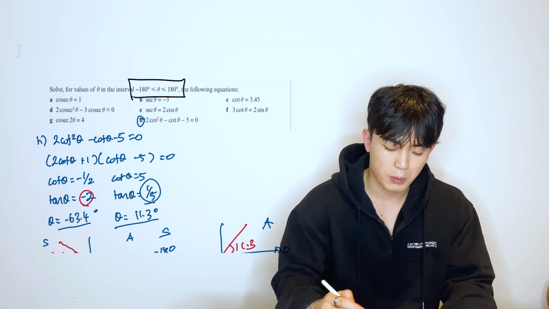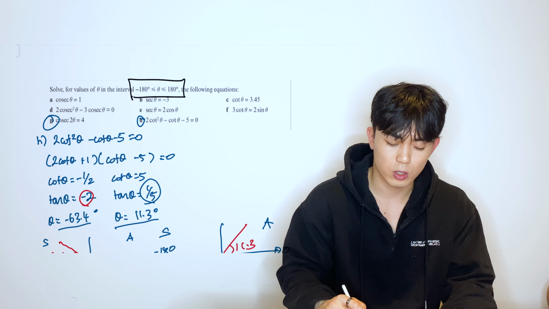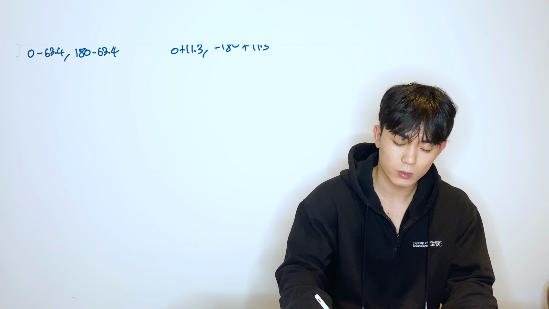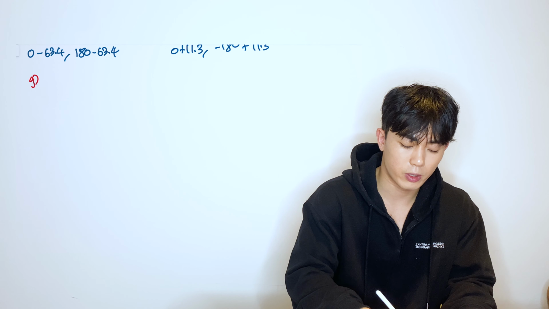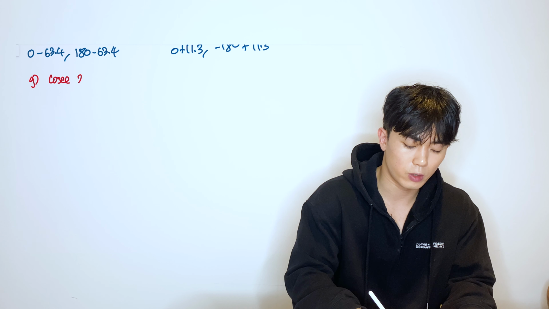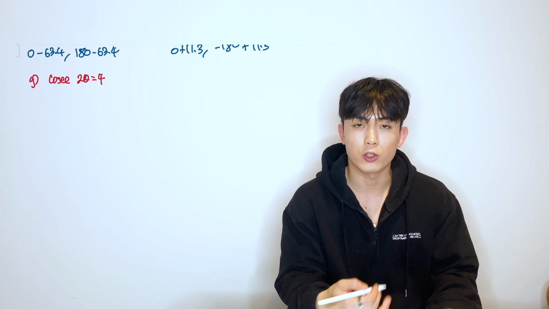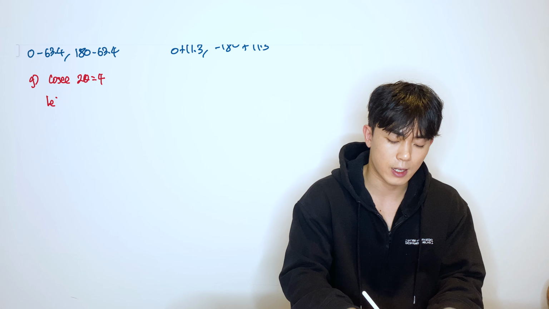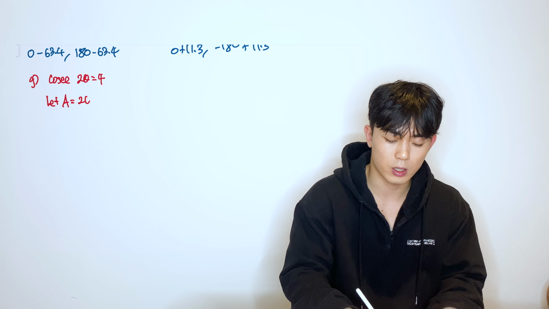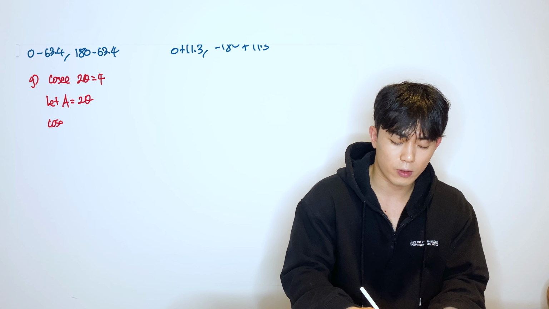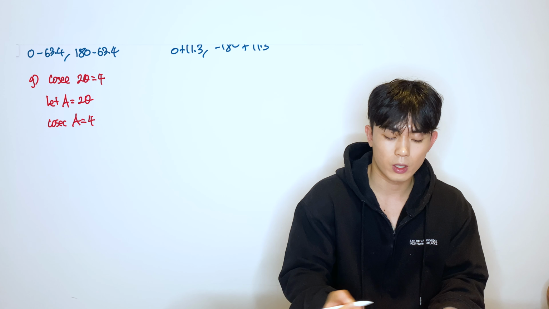We can try one more, so maybe let's try G as well. So cosec 2 theta is 4. So it's the same method as we've just been doing. Remember, when it's anything other than a theta term, we introduce a new letter, saying let capital A equal 2 theta. So therefore, cosec capital A is equal to 4.